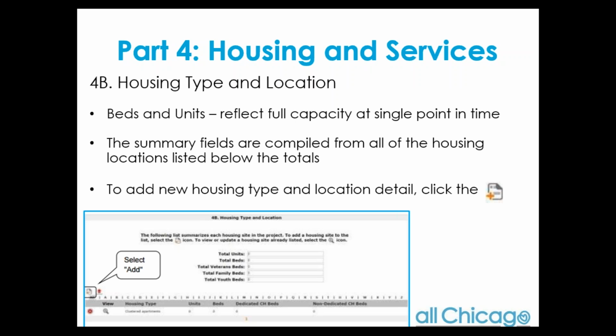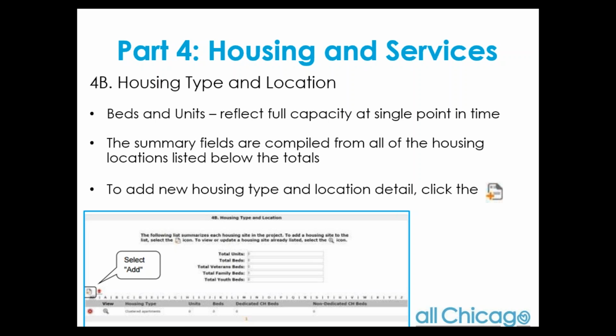For 4B, you're getting into your housing type and location and also starting to populate your bed numbers. Your beds and units should reflect full capacity at a single point in time. So it's not asking for how many you serve over the course of your grant or anything like that. It's really asking for full capacity at a single point in time. And this should not change from your previous grant agreements. So this should be consistent with what you've previously put in.